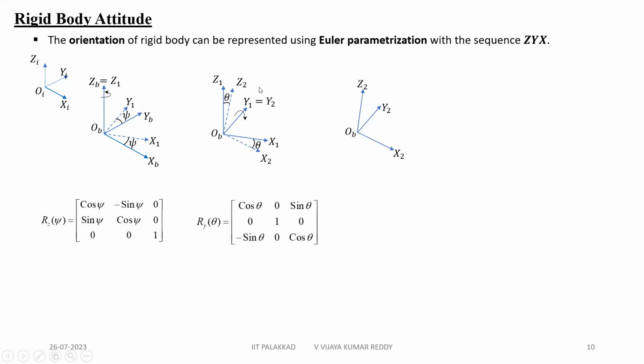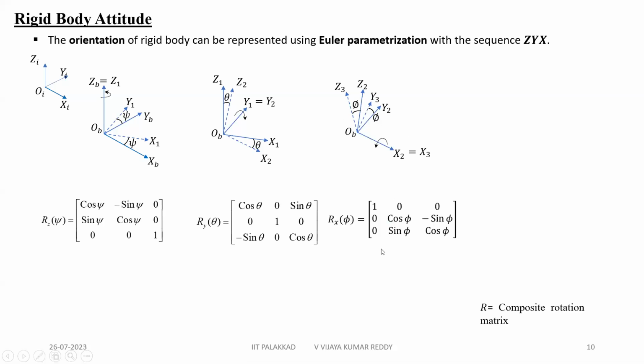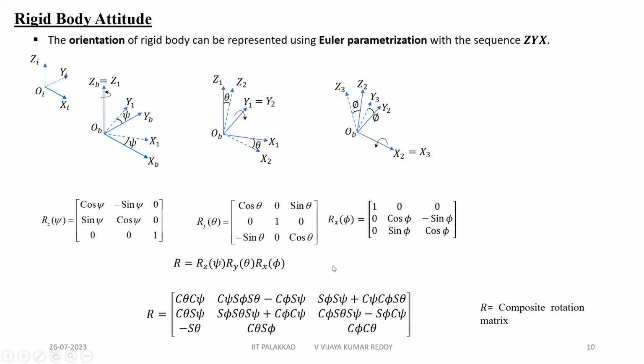Similarly, take the current frame again. Leave the previous frame x1, y1, and take the current frame. Now rotate with respect to the x-axis with some angle phi, project back, and we'll get this rotation matrix. So by post-multiplication of all these rotation matrices, we'll get a composite rotation matrix. This is known as, a few people will call it, the rotation matrix or orientation or rigid body attitude.